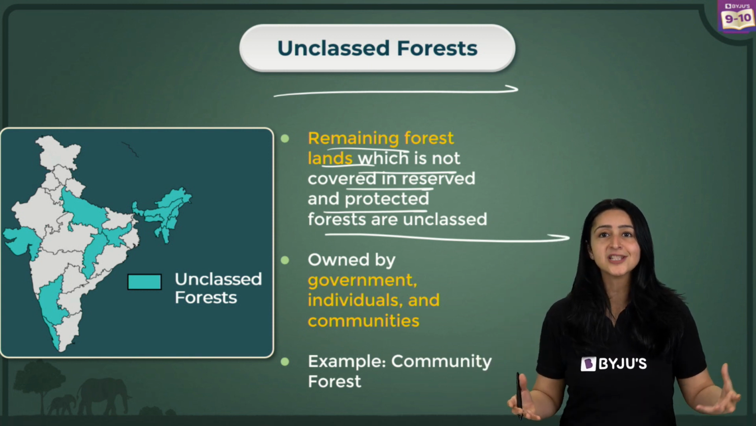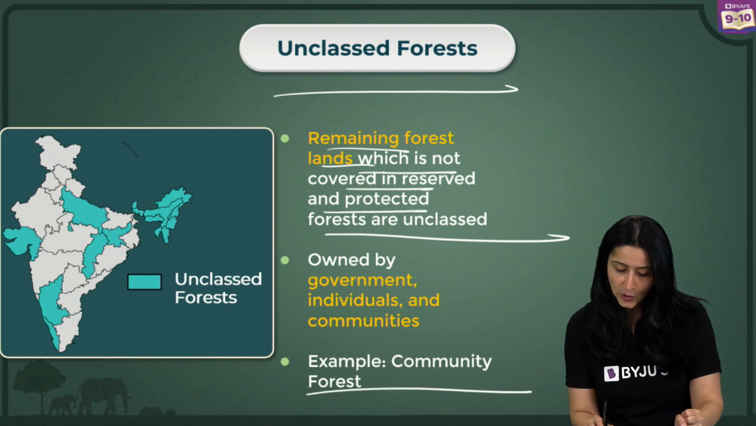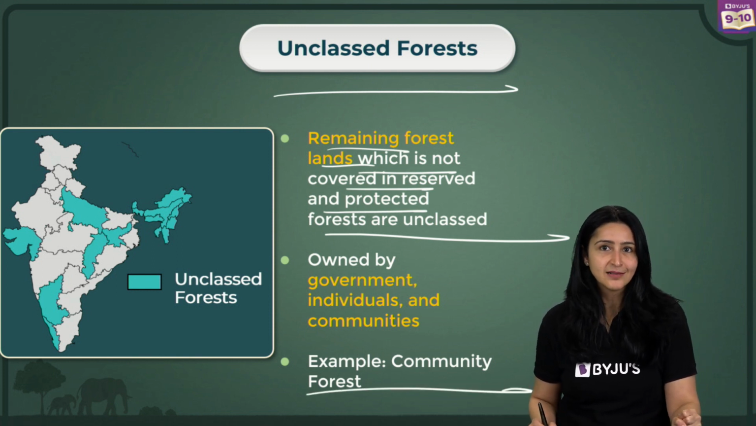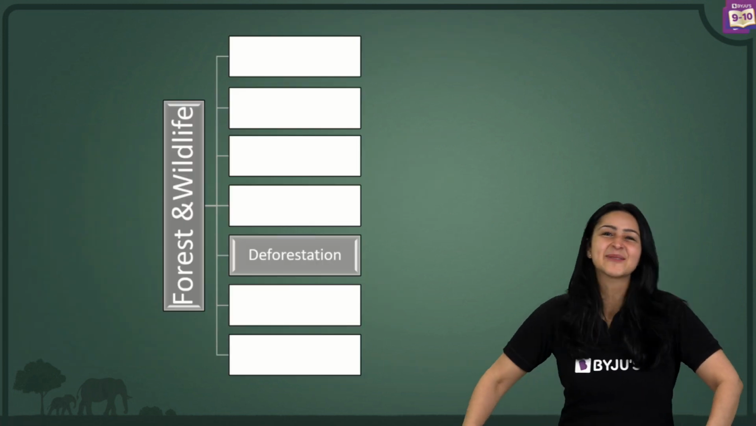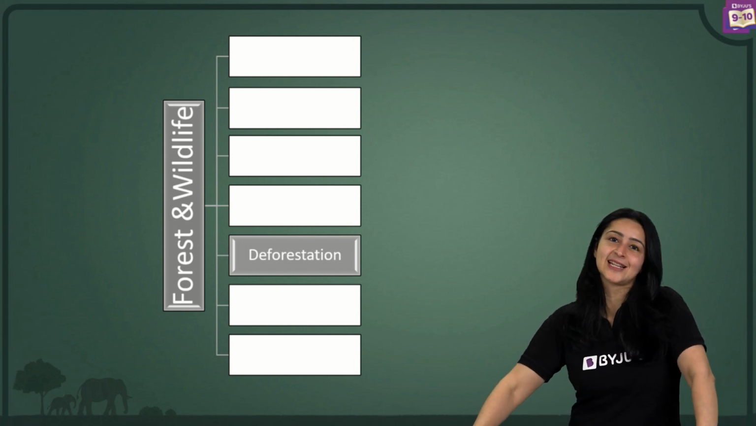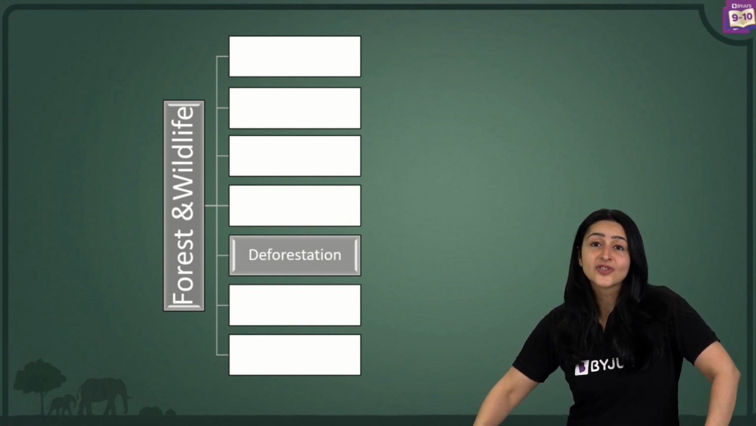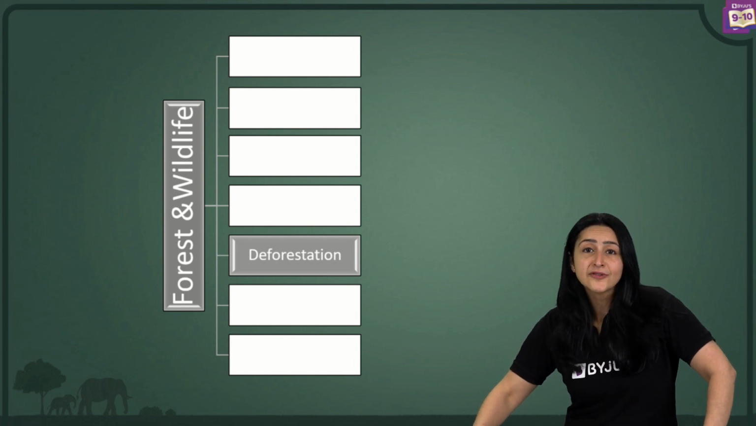So what are community forests? Community forests are those which are managed by the local communities. All right? So, easy peasy. That was all about forests and types of forests. Now, let us move on to the next important topic, which is deforestation. Right? What is deforestation?